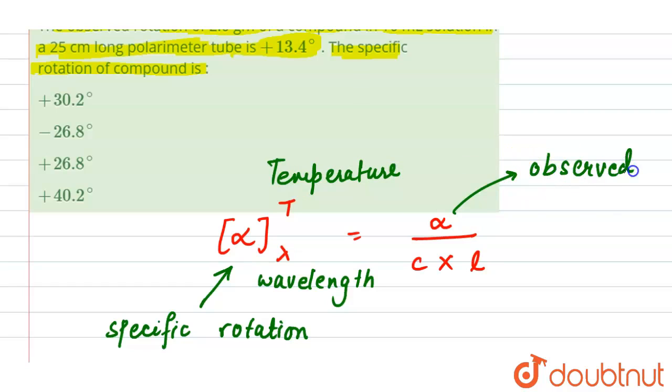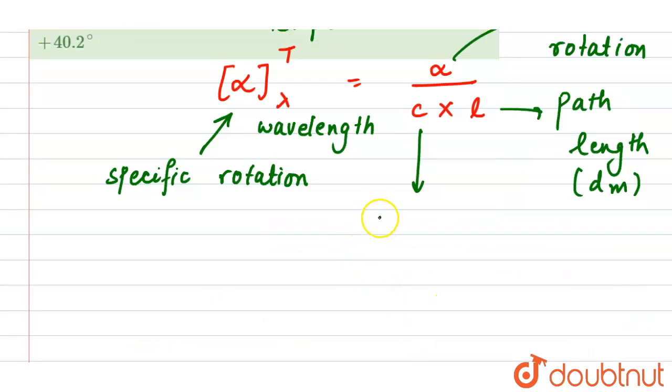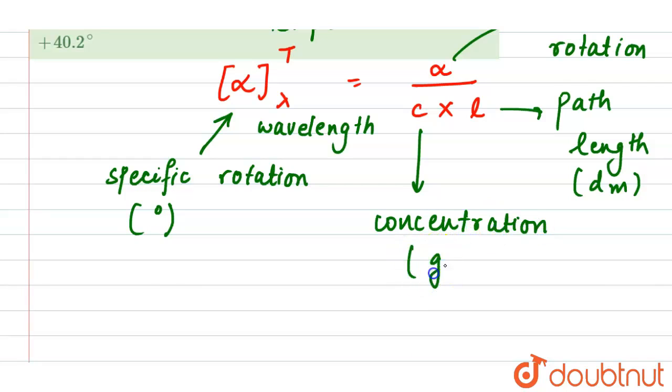If we talk about their units, the unit for the observed rotation is degrees. L is our path length, and for the path length we have the unit decimeters. Specific rotation is also in degrees, and C is our concentration, for which the unit is gram per milliliter.